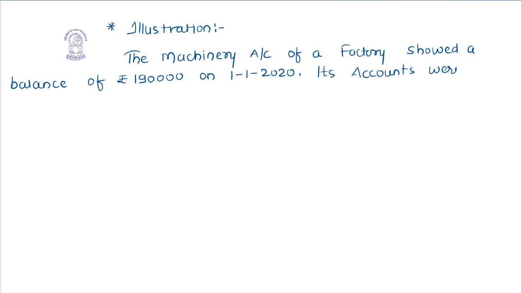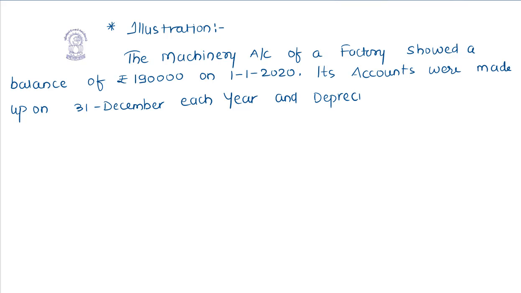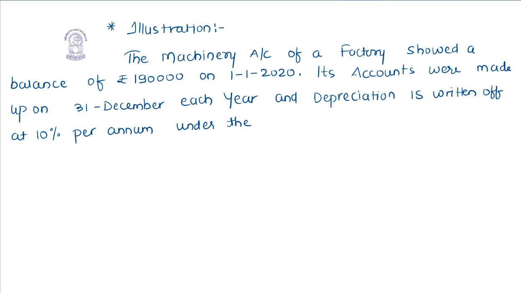Its accounts were made up on 31st December each year, and depreciation is written off at 10% per annum under the diminishing balance method.